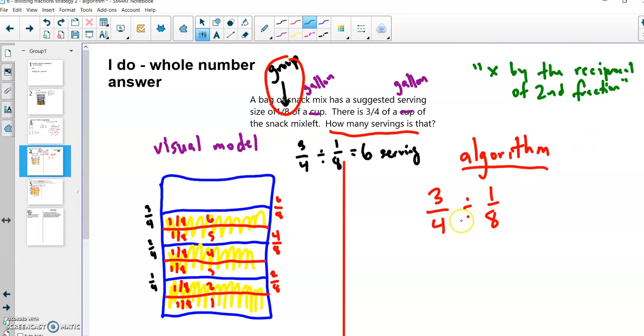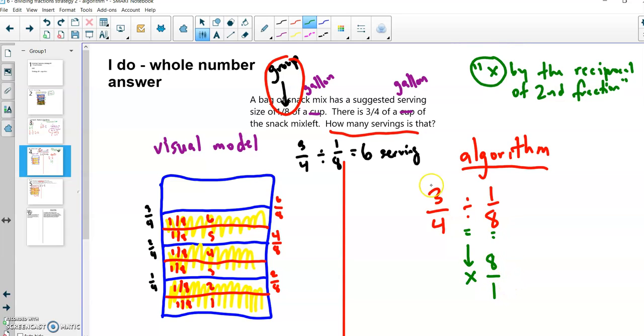So what we're going to do, we're going to switch two things in here to do something easier. We're going to change this to multiplying, and we're going to switch this to its reciprocal. So rather than doing this math problem, the algorithm to figure out 3/4 divided by 1/8 is to multiply by the reciprocal of the second fraction. So you'll notice I changed the dividing to multiplying, and I changed the 1/8 to 8 wholes.